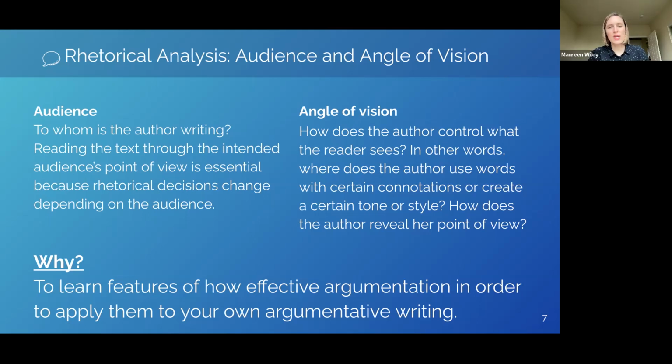That's what you're going to be doing this week. Don't be intimidated by the term rhetorical analysis. It really just means that we're going to take a look at an author's argument, break it down, see how they created their argument, what evidence they used, and whether or not they were successful in persuading their audience.